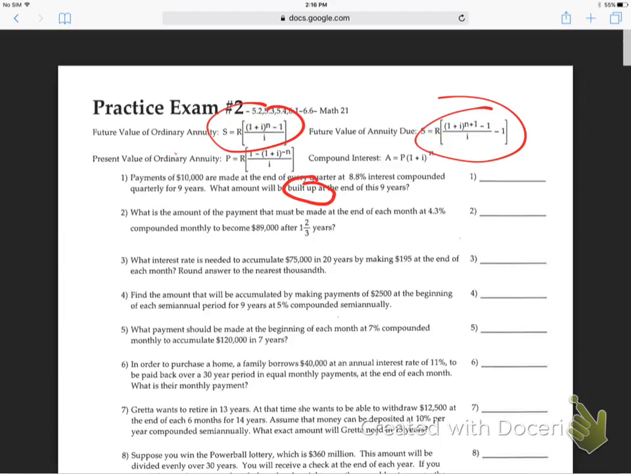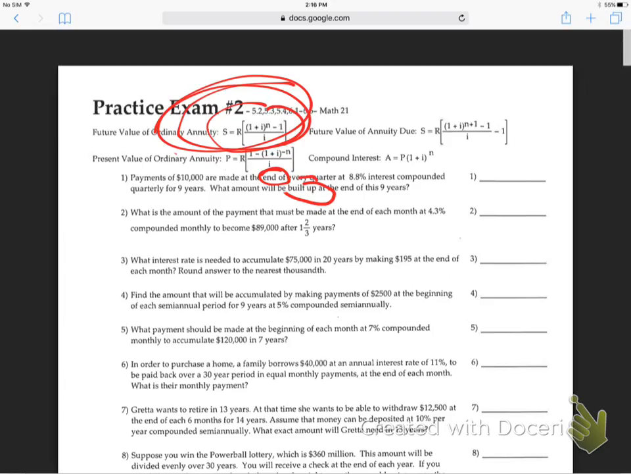Now, how do you know which one it is? What tells you if it's ordinary or annuity due? We go to the end: end of every period. That's what's ordinary. Normally things are due at the end of the month. So that's this one, future value of ordinary annuity. If they had said beginning of every quarter, I would have gone with this one over here, because that would be due at the beginning. Make sense? So we know which formula to use.